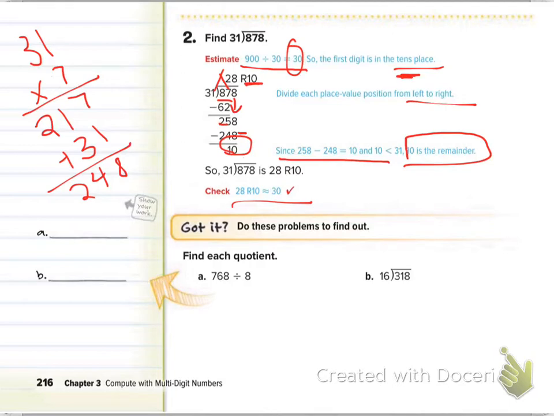Is 28 with a remainder of 10 close to 30, or approximately equal to? Yeah. So we know our answer has reasonableness. It's probably correct. Go ahead and pause the video, do letters A and B, and then push play to check your answers to see if you're correct.